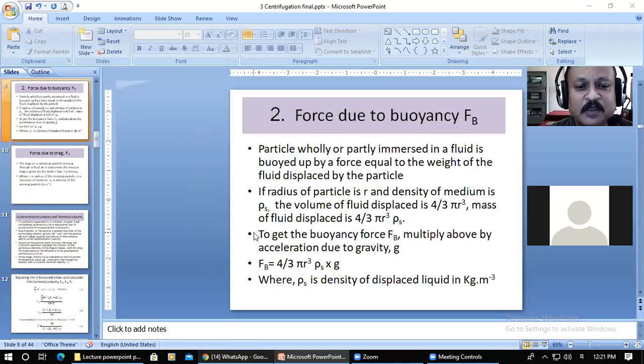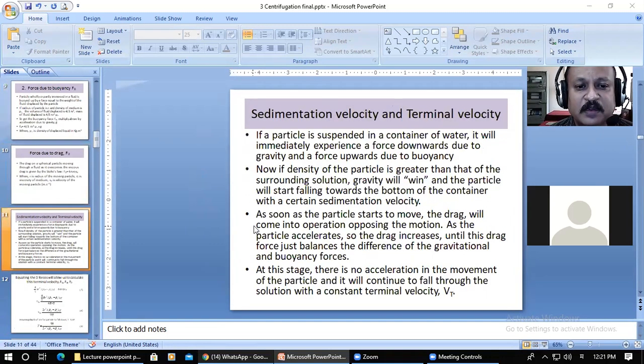Is it right? And then I told you about the concept of sedimentation velocity and the terminal velocity. So terminal velocity is when the particle doesn't experience any net acceleration, but it tries to settle down at the bottom of the container with a uniform velocity. That uniform velocity is called the terminal velocity.